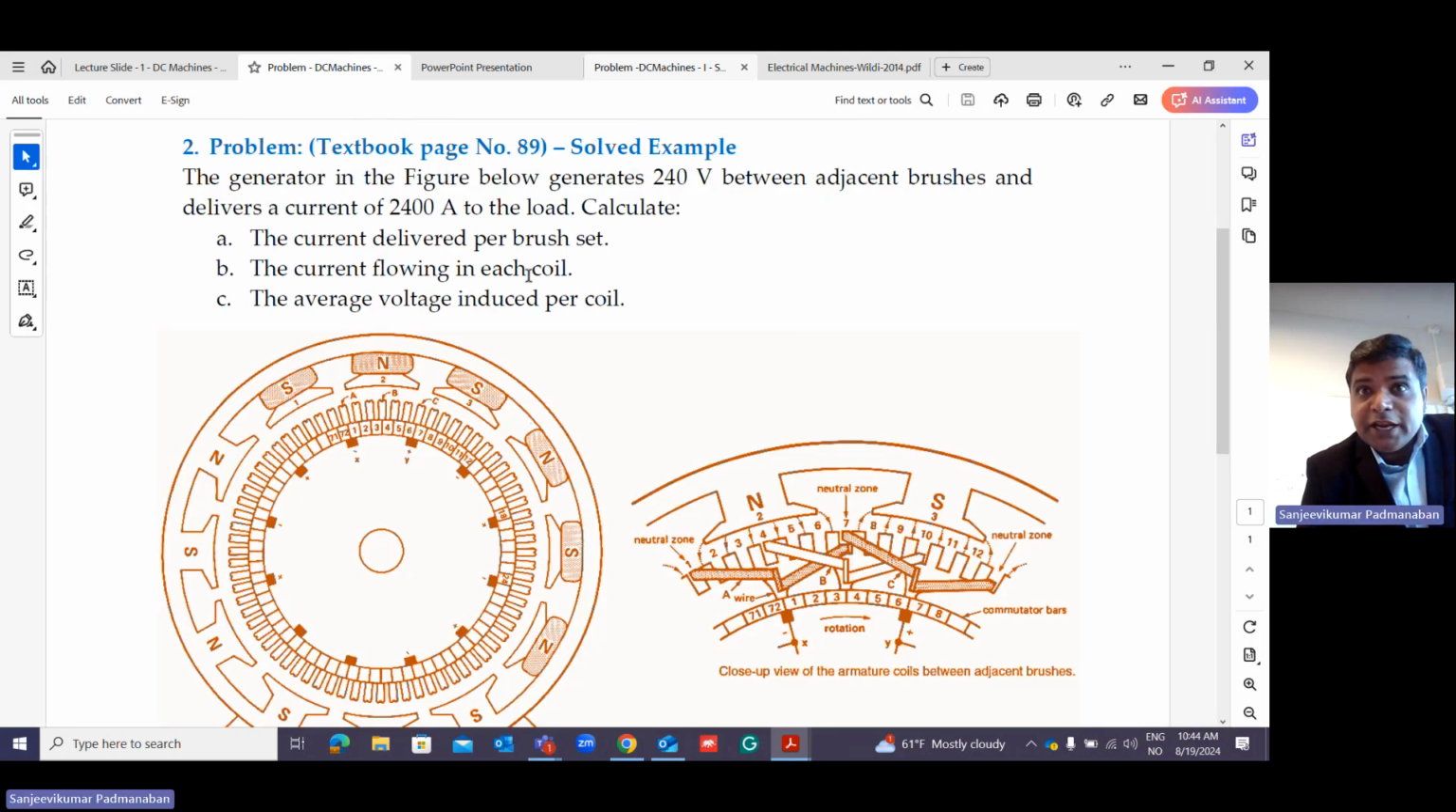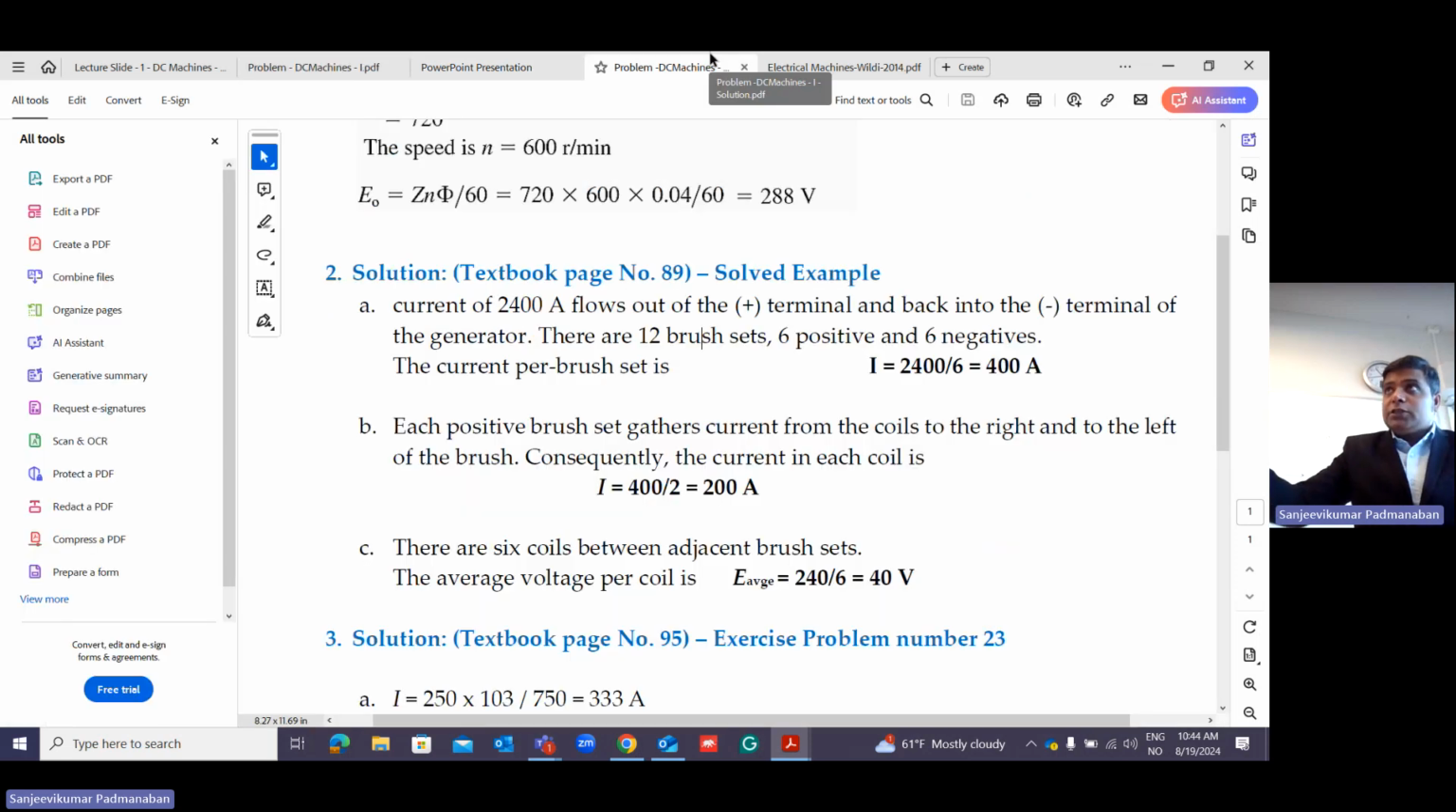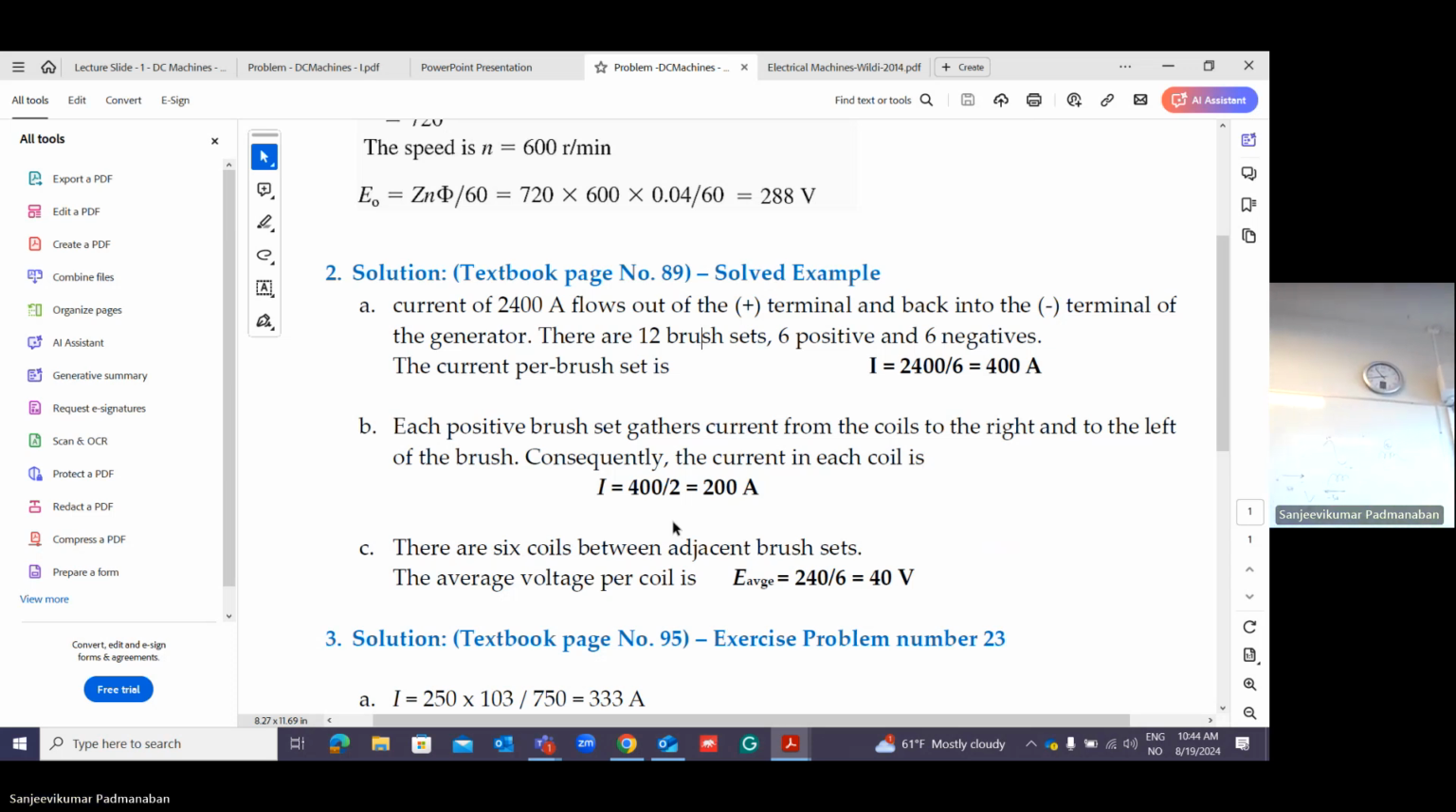What is the current flowing in each coil? We can have only a positive coil and a negative coil. There are 2 possibilities. So the total current you already know. The current from each brush set is 400 ampere. Divided by 2, you get the current in each coil. Where does this principle come from? Listen here. I already showed you one picture. So coil number 1. Listen here, coil number 2.